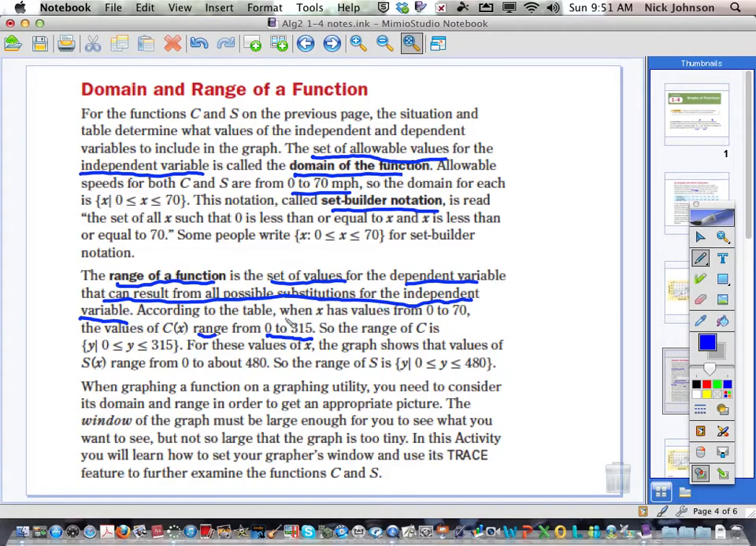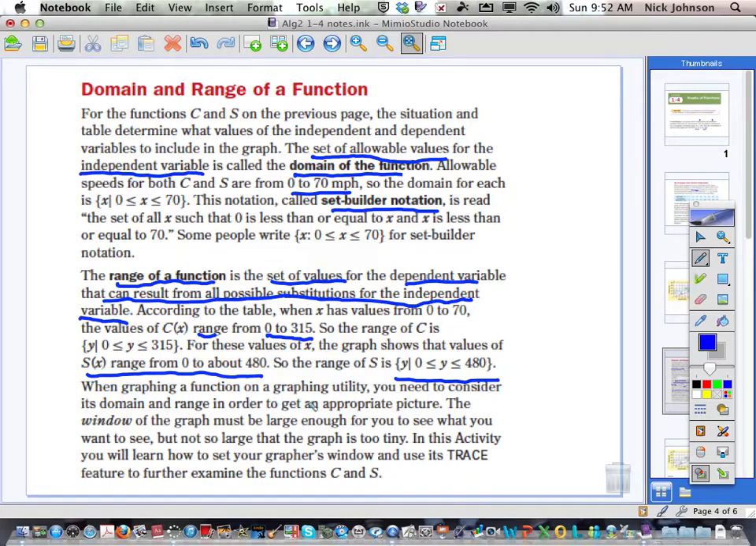For our SUVs, the range goes from 0 to 480. So we have to doctor this up and change it from 315 to 480.